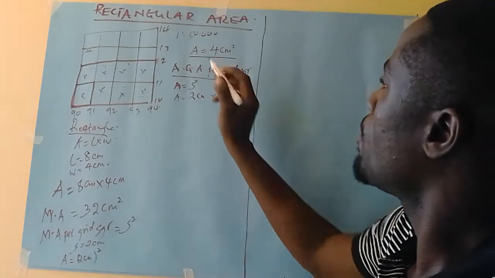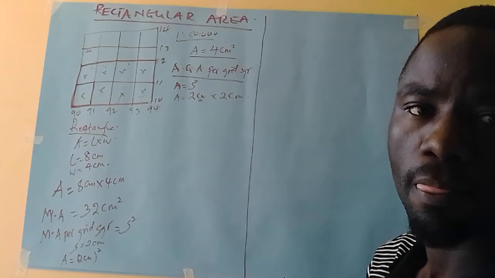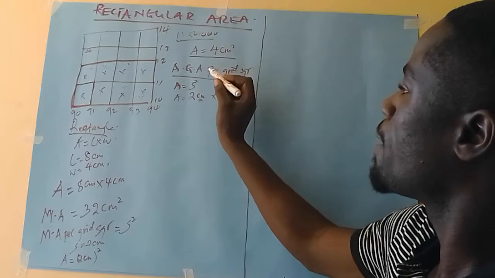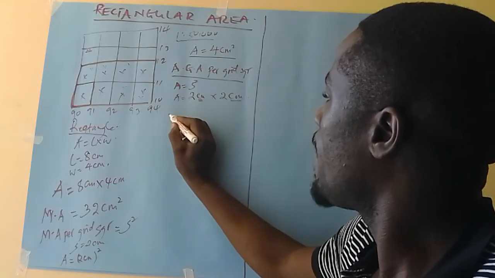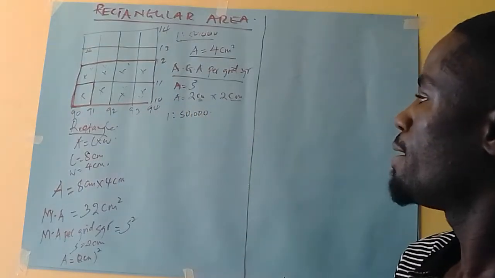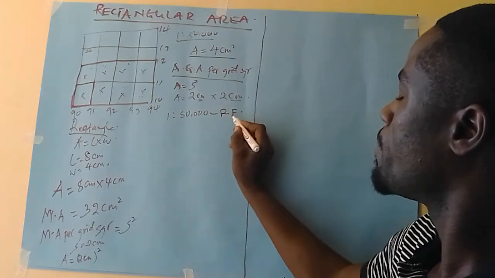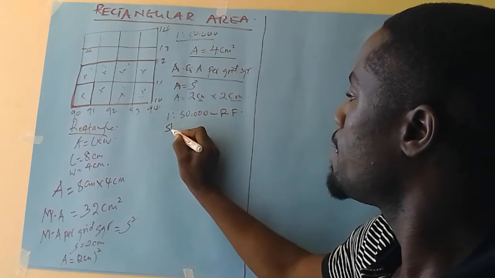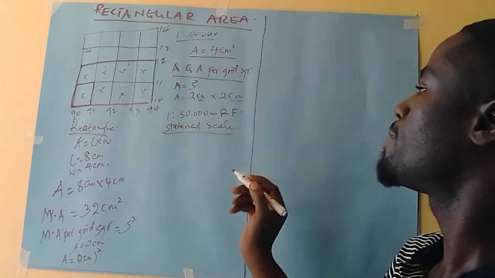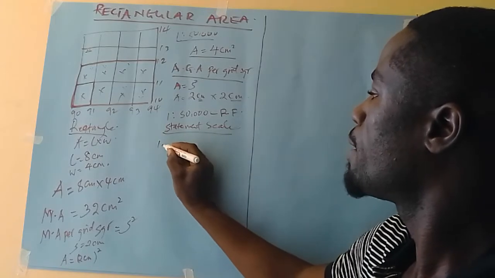But then we need to know, according to our scale, what every centimeter represents. So we need to find out what distance on the ground every centimeter on the map represents. Given our scale, 1 centimeter representing 50,000 centimeters, this is the representative fraction scale. So you convert this from representative fraction into statement scale. So we need the statement scale.